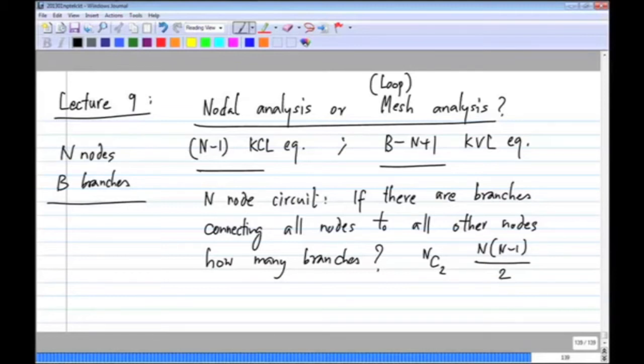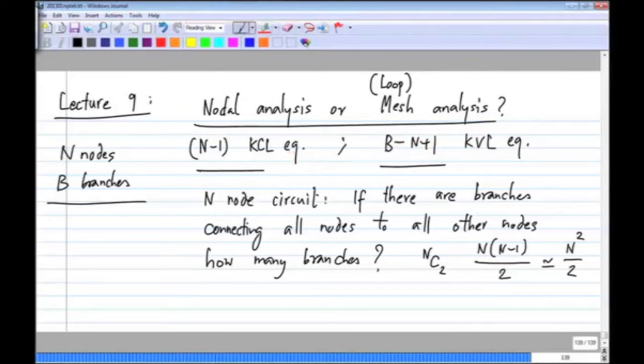Alternatively, you can think of it as, while adding branches, you have to pick 2 nodes. You have n possible nodes, and out of that you pick 2 nodes, and you can do that in n choose 2 ways, n times n minus 1 by 2. So I will simply approximate it by n square by 2 for large n, so this n minus 1 is approximated by n. If every node is connected to every other node by branches, this number b minus n plus 1 will be of the order of n square by 2 for large n, and the number of KVL equations will be a lot more than the number of KCL equations.